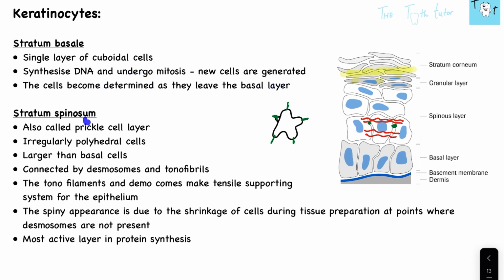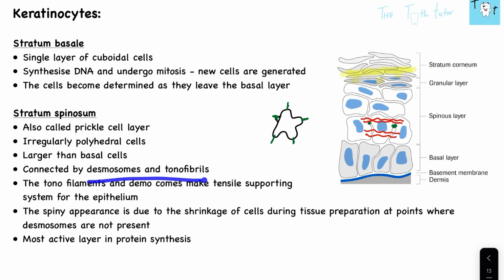Stratum spinosum, the second layer, is also called the prickle cell layer. The cells will look somewhat like this. They will have a spiny appearance. They are irregularly polyhedral in shape. They are larger than the basal cells, so the cell size will keep on increasing as we go up.